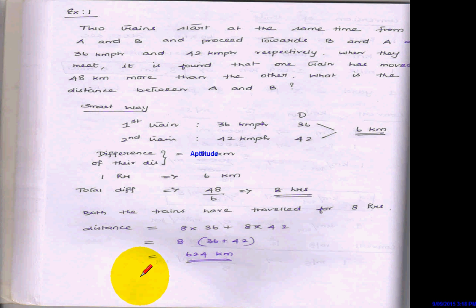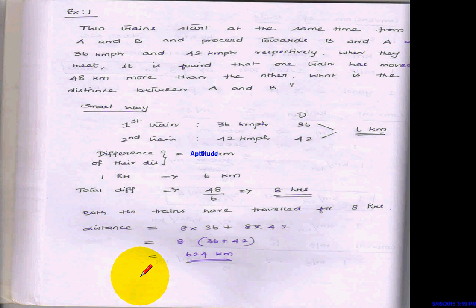The third one is another different model problem. Here, two trains start at the same time from A and B and proceed towards B and A, which means these two trains are traveling in opposite directions. The speeds are also mentioned, 36 km per hour and 42 km per hour respectively. That is the speed of the first train and the speed of the second train. When they meet, at some point, it is found that one train has moved 48 km more than the other.